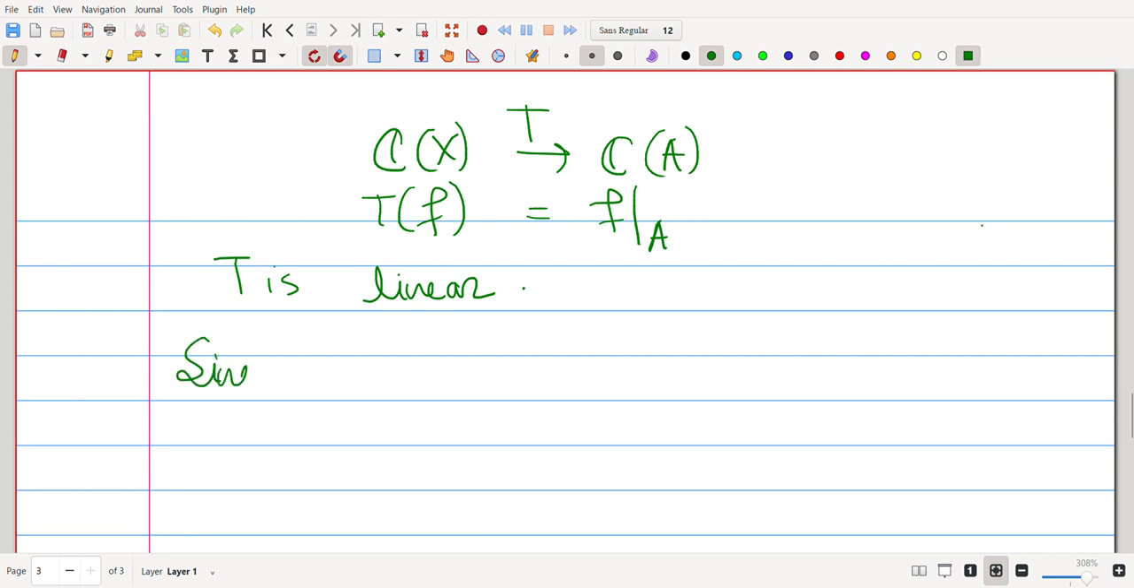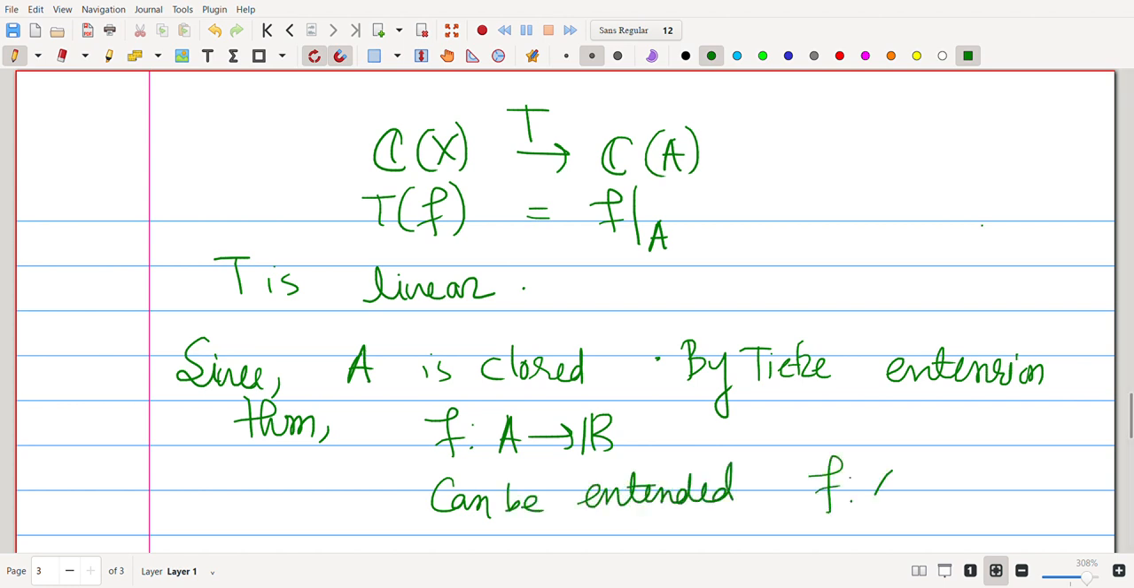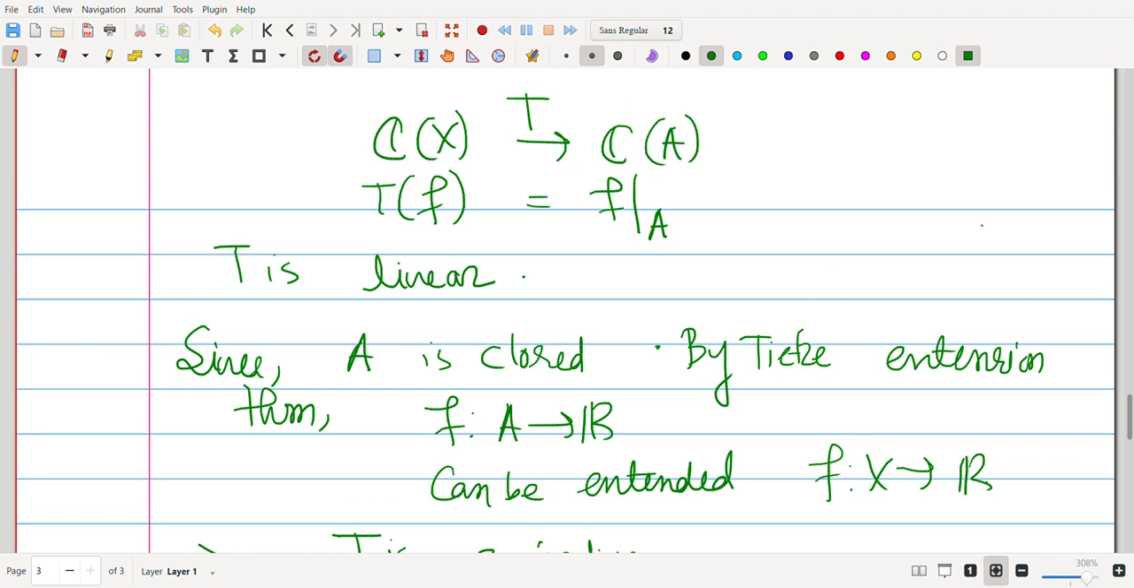Now since A is finite, A is closed. So by Tietze's extension theorem, any f from A to R can be extended as a continuous function from X to R. That means T is surjective, because if you choose any continuous function on A, you can always extend it as a continuous function from X to R, right?